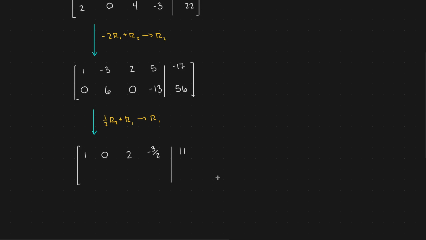Okay. And while we're at it, let's get a leading coefficient of 1 here. Let's change that into a 1 by taking 1/6 times row 2 and making that my new row 2. So I get 0, 1, 0, negative 13/6, and 56/6, which reduces to 28/3. Okay, this is now in reduced row echelon form.